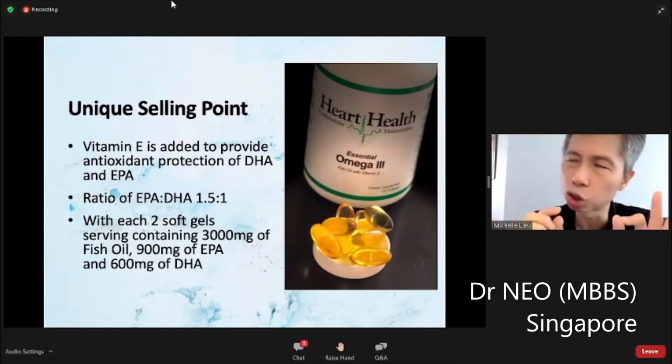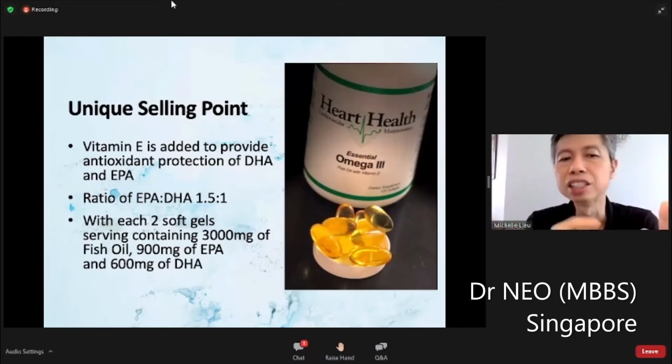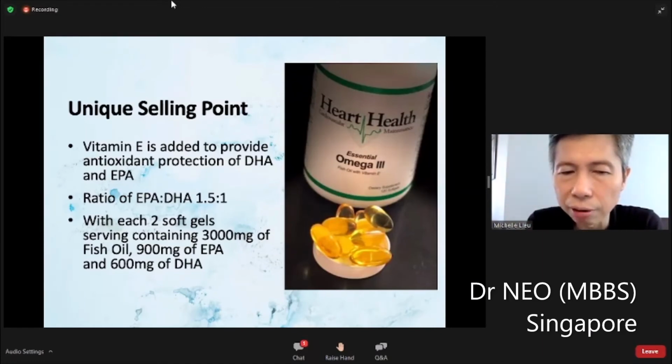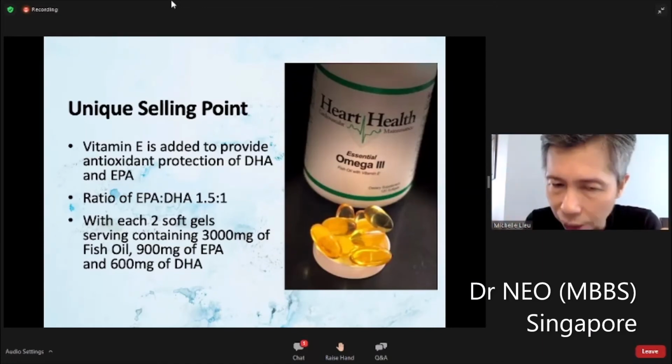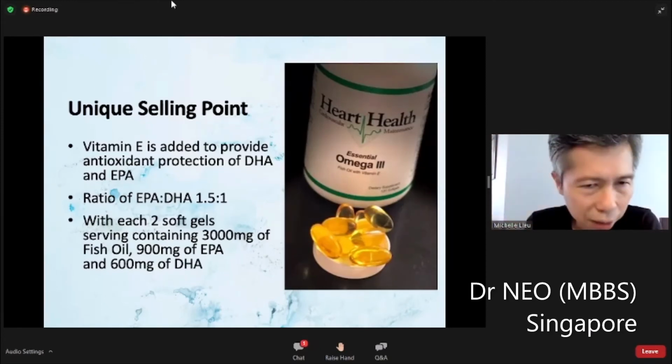So in other words, each pill has 1,500 of omega-3 fish oil, and 750 milligrams of it is EPA and DHA. That's very high. In fact, it's one of the highest in the market. There are a few others in the market as well.